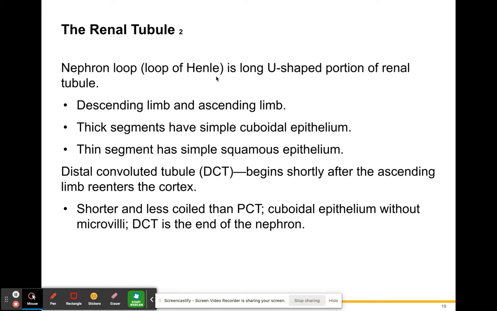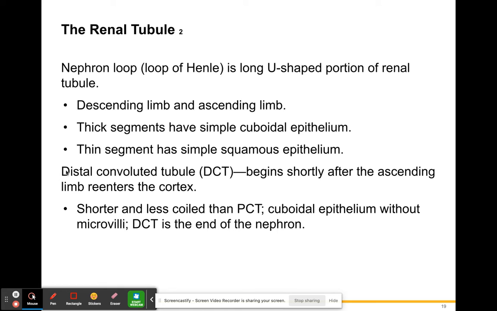Okay, the Nephron loop, or the loop of Henle, is a very long U-shaped portion of the renal tubule, and we'll see that in a moment as well. There's a descending limb and an ascending limb. The thick portions of it have cuboidal epithelium in them. The thin segments have simple squamous epithelium in them. Okay, so that would be number 2, Nephron loop.